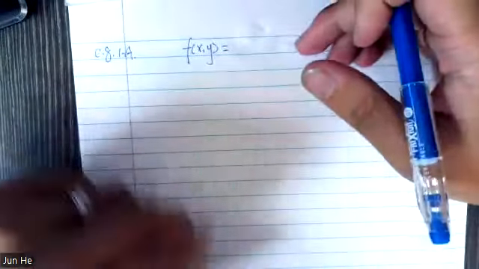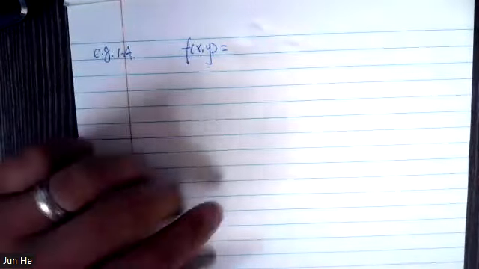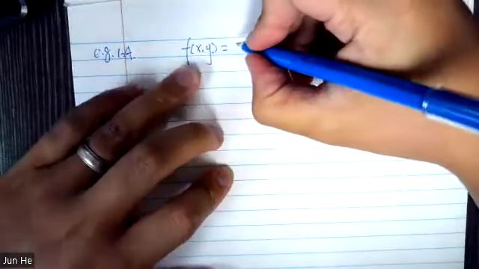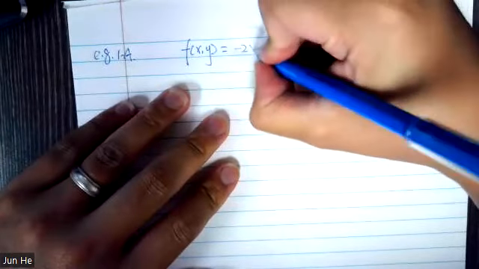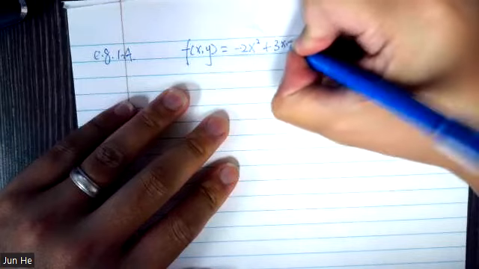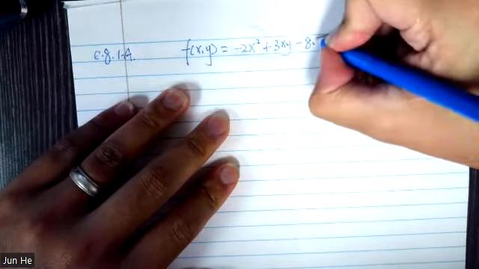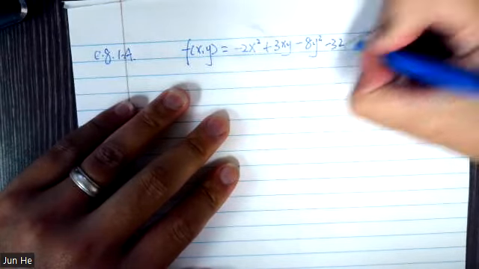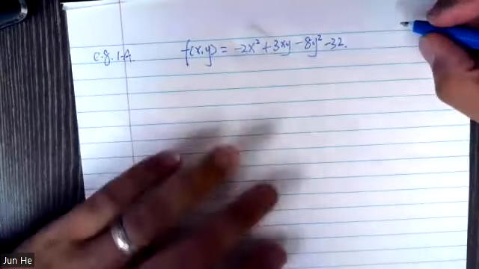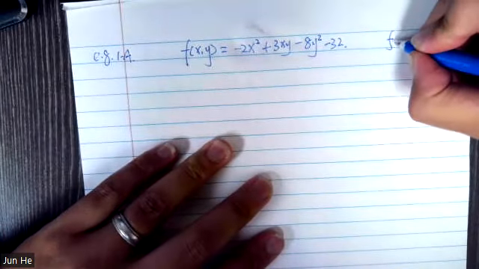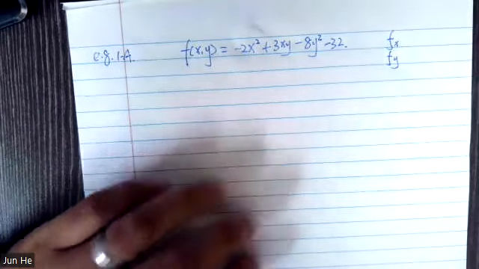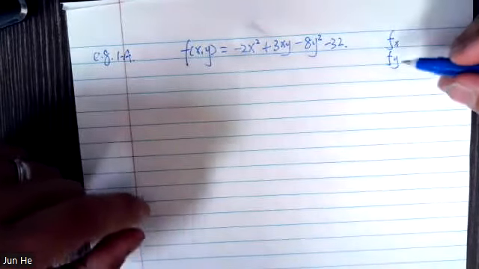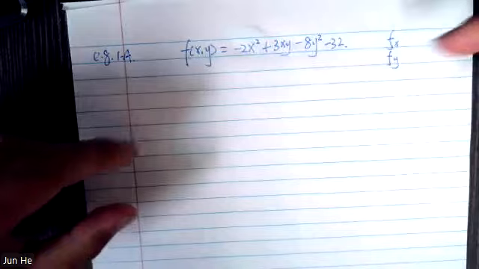Here, let's look at two examples of partial derivatives. The first one is f(x, y) equals minus 2x squared plus 3xy minus 8y squared minus 32. So here we are to derive the derivative of this function with respect to x and with respect to y.